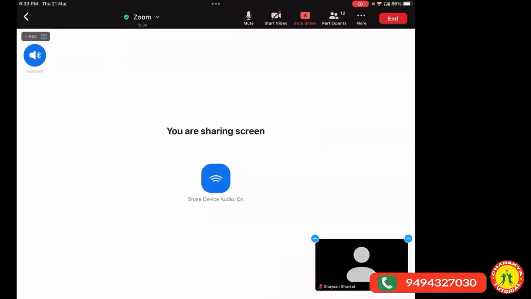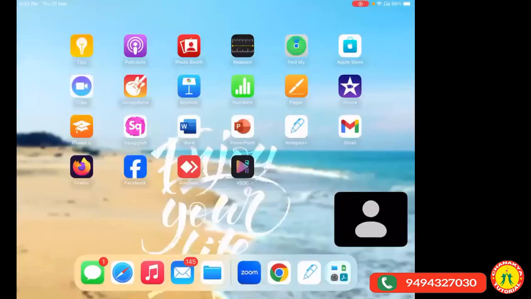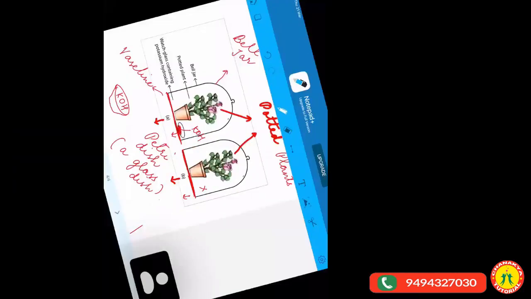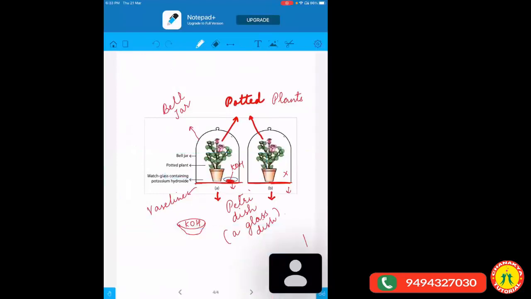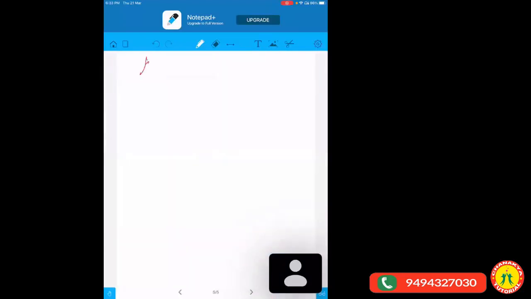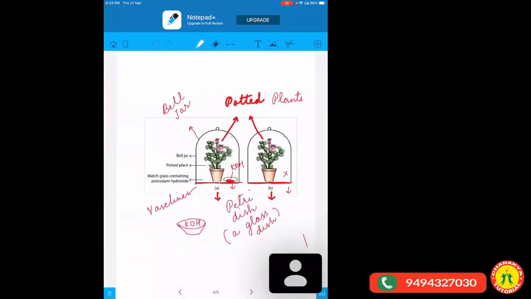What is the main feature of KOH? This KOH-related question comes every year. The function of KOH is to absorb the CO2. So KOH will be absorbing the CO2. Now you tell me what happened. In the A setup, since the KOH is present, what happened to the CO2 present there? It will be absorbed by?